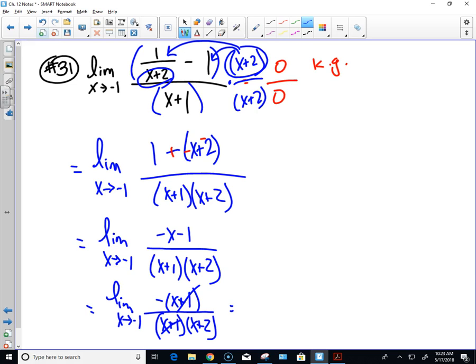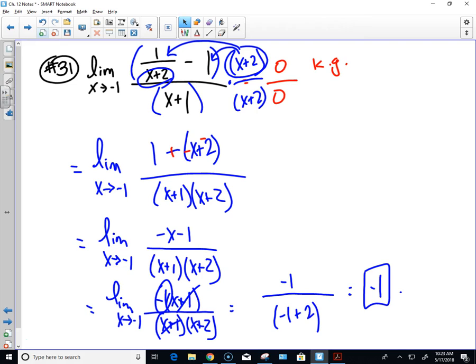Careful, not negative 2. What's on top? Negative 1, right? Is that okay? Get to stop writing the limit because I'm plugging in negative 1 plus 2. I have a negative 1 remaining up top. So I end up with negative 1 plus 2 is 1, and 1 divided by negative 1. Sorry, negative 1 divided by 1. Negative 1.